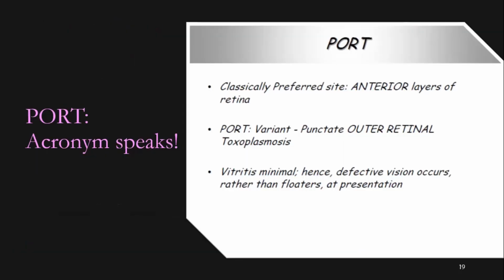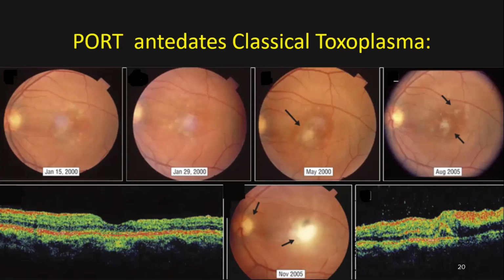So there are a lot of variants of PORT. PORT stands for peripheral outer retinal toxoplasmosis. Why is it called a variant? Because classically the anterior layer of retina is getting involved and vitritis is minimal. Hence, defective vision occurs more in this variant rather than floaters at presentation. So we can easily catch it even from the symptoms of the patient: floaters are very, very minimal and defective vision is more predominant in this PORT.